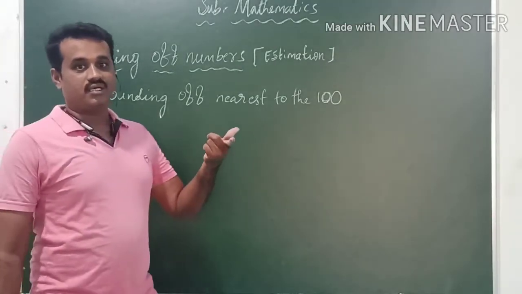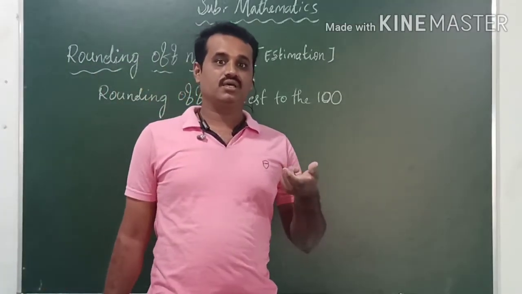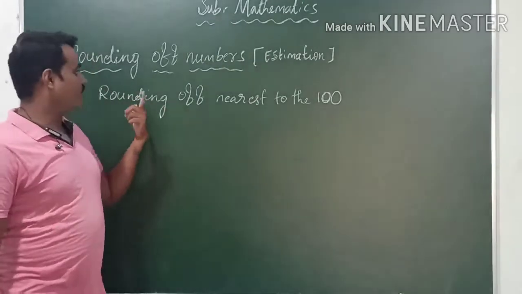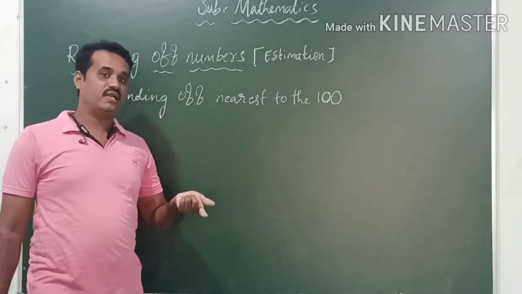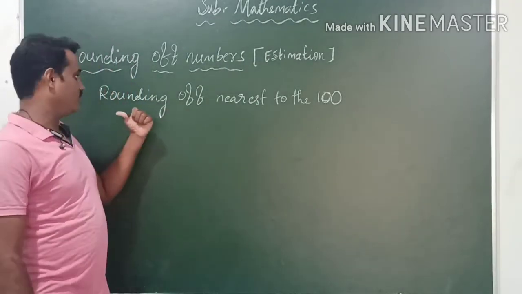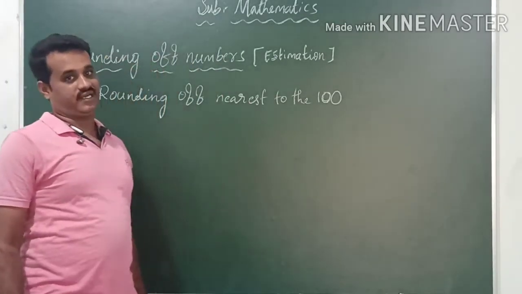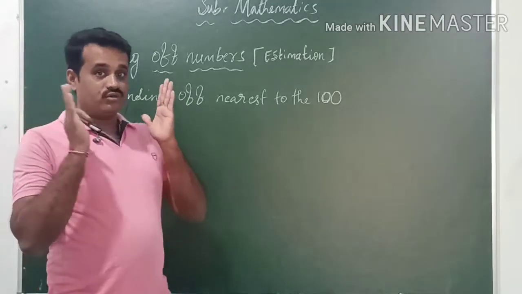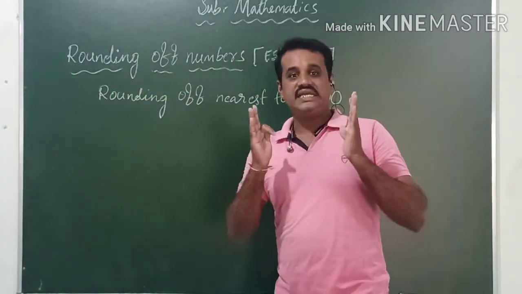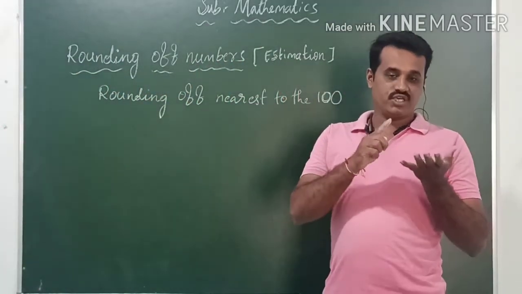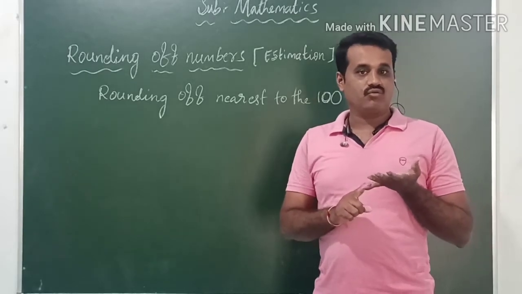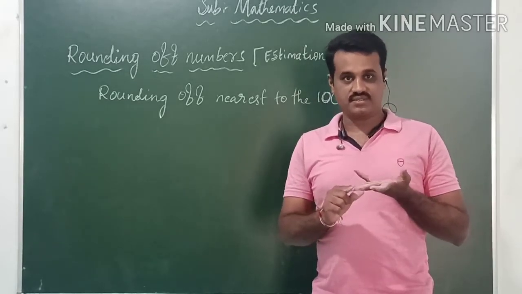So till now you have seen rounding off nearest to the 10. Now let us move to the next concept. Rounding off numbers nearest to the 100. So when you round off the numbers nearest to the 10, you are going to see only ones place and tens place.